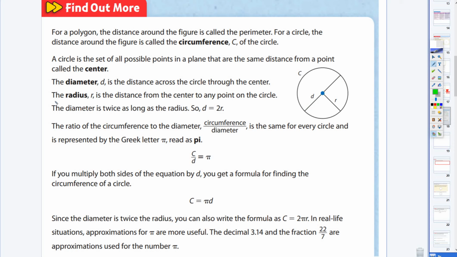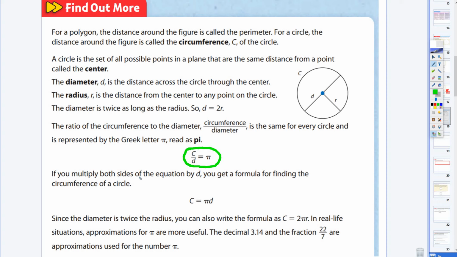The radius, variable r, is the distance from the center to any point on a circle, which is, again, half the diameter. So they're saying it below. The diameter is twice as long as the radius. So d, diameter, equals 2 times the radius. So whatever the radius is, you multiply by 2, you have the diameter. The ratio of the circumference to the diameter is the same for every circle. It is represented by the Greek letter pi, read as pi, obviously. There it is, right here. This is what you did in the previous page.